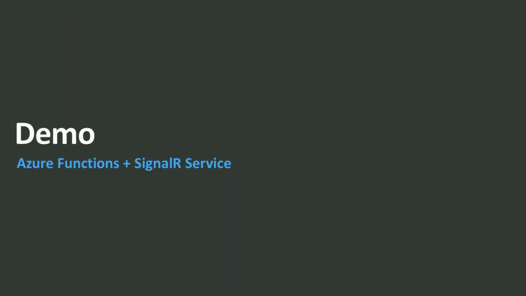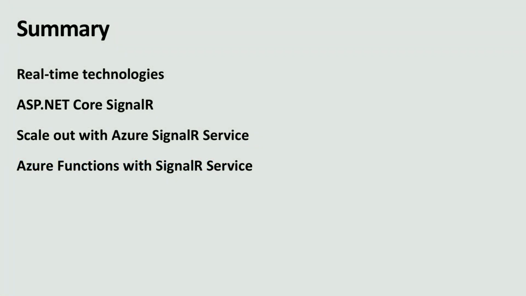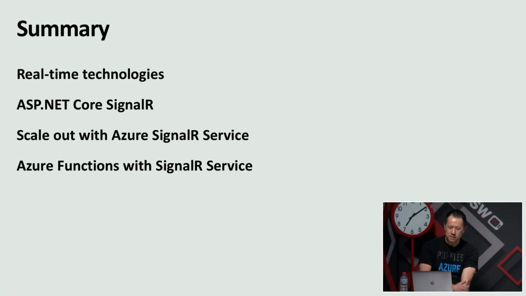So let's finish up. All right, so in summary, we took a look at a bunch of real-time technologies, and then we saw how SignalR on ASP.NET Core works with them. And then we talked about how to scale out ASP.NET Core SignalR using SignalR Service. And then we looked at how Azure Functions works with SignalR Service.